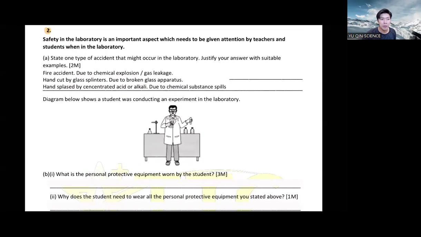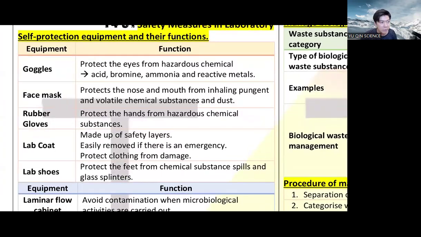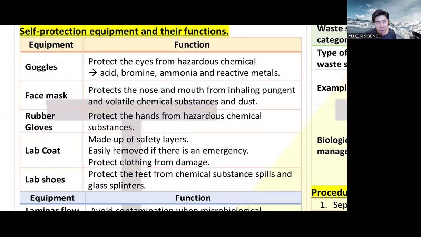Okay, good. Okay, so the diagram below shows a student conducting an experiment in a laboratory. What is the personal protective equipment worn by the student? So protective equipment means the things that you wear. So it's here, actually. So obvious, the picture already has the answer. From the picture, you can tell that he's wearing this and wearing that.